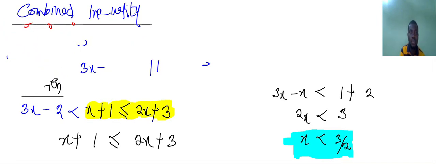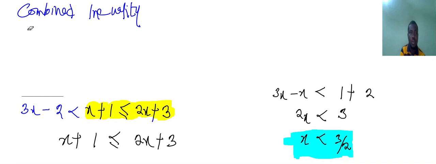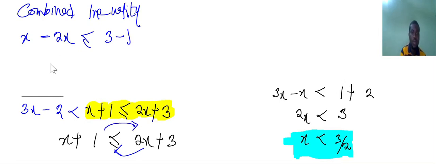Providing that we have x plus 1 less than or equal to 2x plus 3. So collecting like terms, x minus 2x less than or equal to 3 minus 1. Okay, that's right. x minus 2x, that's like saying 1x. So 1 minus 2, that's minus 1x less than or equal to 3 minus 1, which is 2.